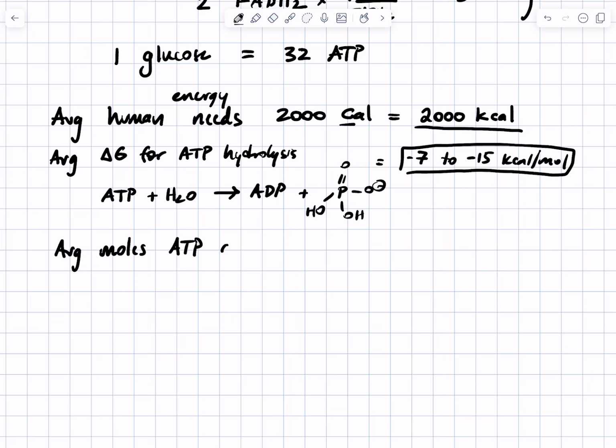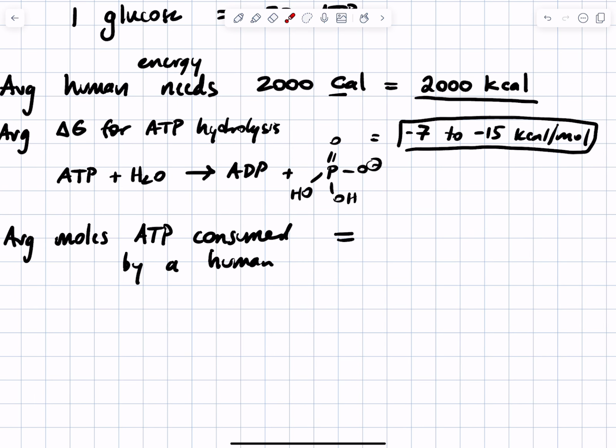the average number of moles of ATP consumed by a human. And I'm not going to make you do that math in your head. I've already done it here on the sheet. You basically take this number, 2,000, and divide it by this number, and that will give you the number of moles of ATP. So a conservative estimate would be 130 moles of ATP. That's 2,000 divided by 7. Anywhere all the way up to about 300 moles of ATP if you divide 2,000 by 15. Okay? So 130 to 300 moles of ATP.